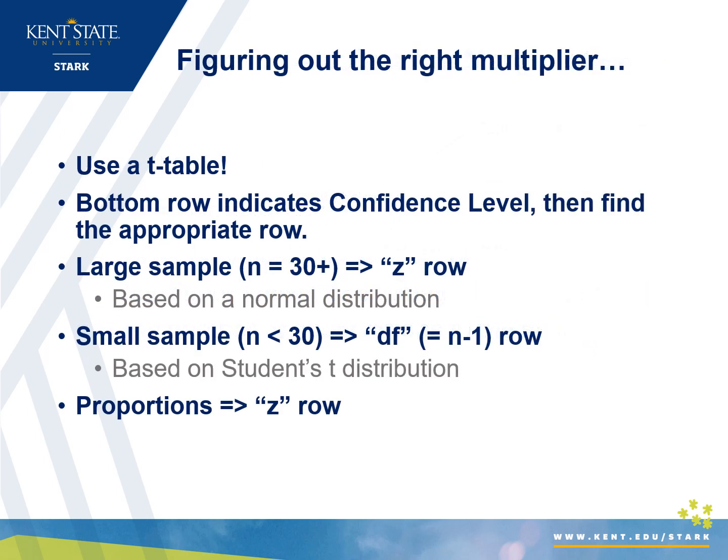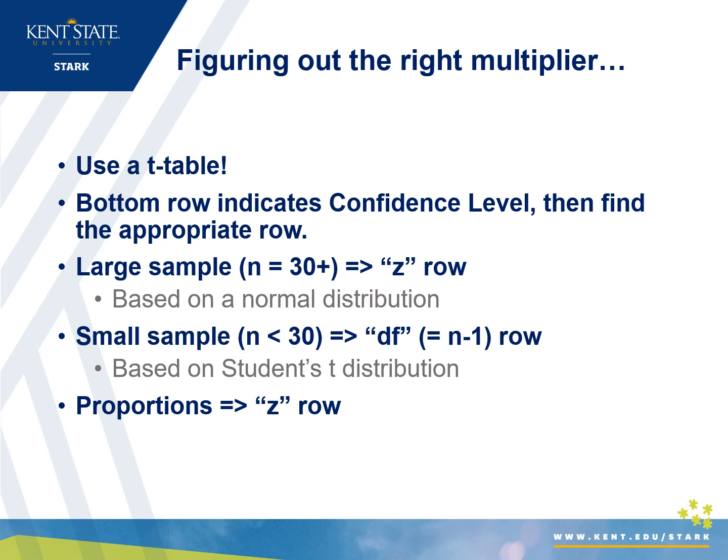So how do we find out the right multiplier? Now, in reality, we use software. However, if we want to go old school, we use a t-table. A t-table has rows for various degrees of freedom, I'll describe that in a minute, and columns for various confidence levels. In the t-tables that I would use, confidence levels tend to be listed at the very bottom, so I would use that to determine which column I need to look in. To find the correct row, then, I either use the z-row, which is based on a normal distribution, if I'm working with proportions or have large enough samples to use the normal, or you would select the row for the sample size minus 1. That's what we call the degree of freedom.